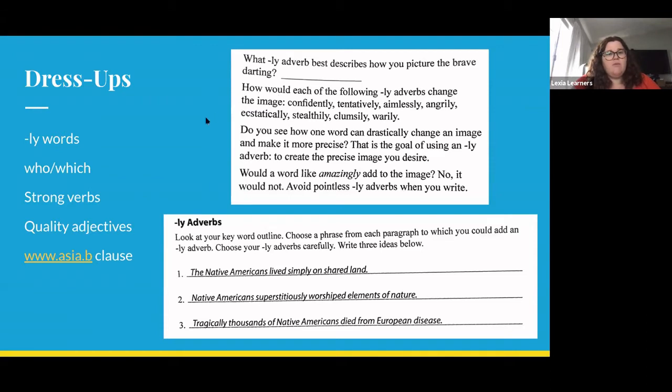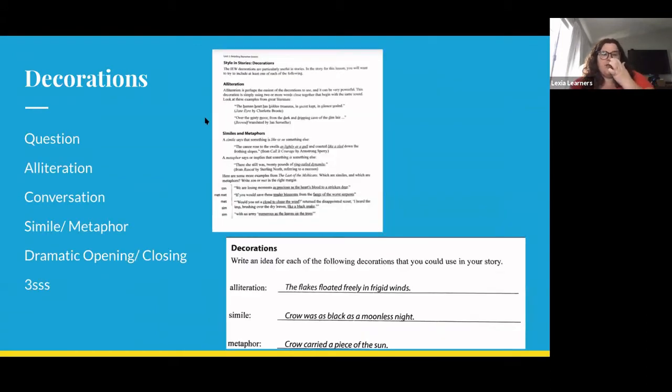And then the next thing is decorations. So again, this is where you're going to be really dripping with description. So decorations really only come in the advanced books. You start to get them in the lower levels, but they're a lot more advanced than the dress ups would be. So this is working with alliterations, similes, putting dialogue or conversation in them, something that catches their eye at the beginning and leaves them wanting more at the end.